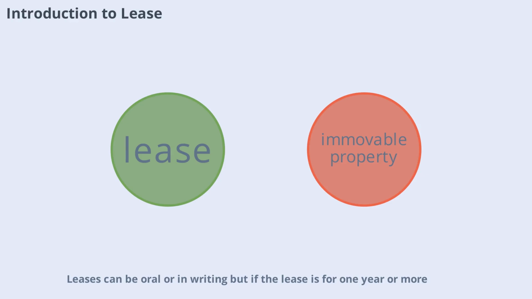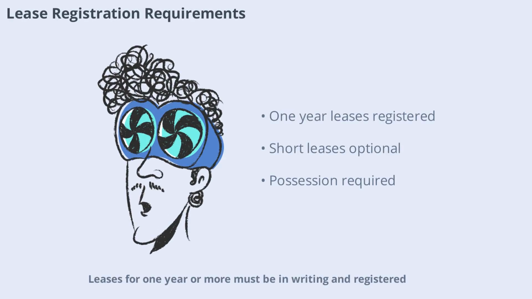Leases can be oral or in writing, but if the lease is for 1 year or more, it must be in writing and registered. Leases for lesser periods may be oral or in writing, with registration being optional. Delivery of possession is necessary in both cases. These requirements ensure proper documentation and legal recognition of lease agreements, protecting the interests of both lessor and lessee.